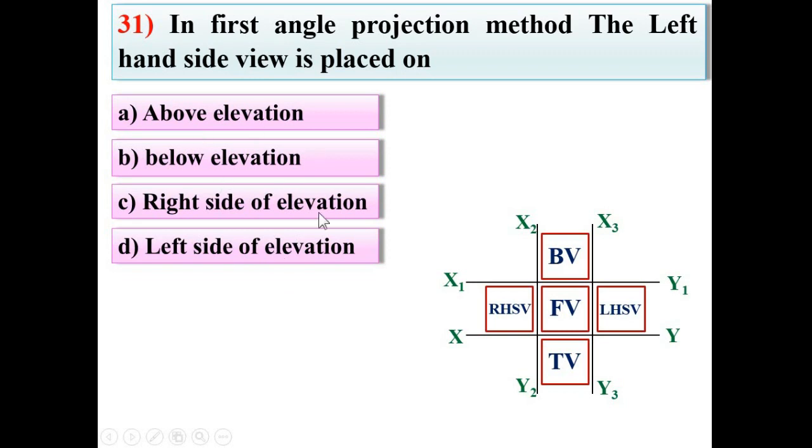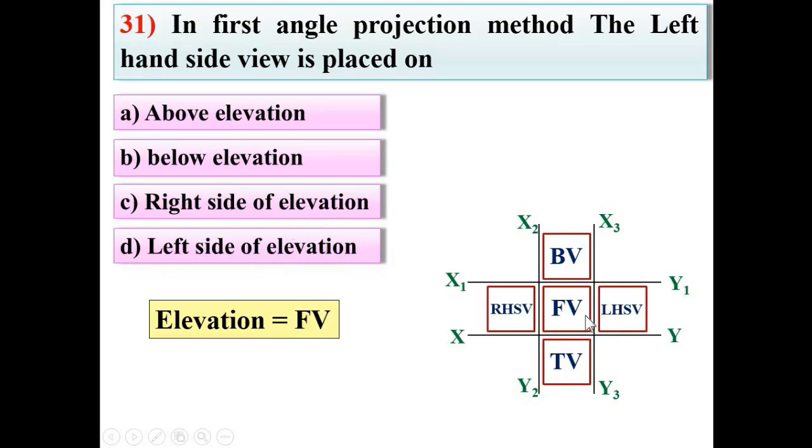Now you are able to give the answer. In first angle projection method, the left hand side view is placed right side of the elevation, because you know that elevation is equal to front view. So you can say from this figure, this is the elevation, and so the left hand side view is placed right side of this elevation. So C is the correct answer.